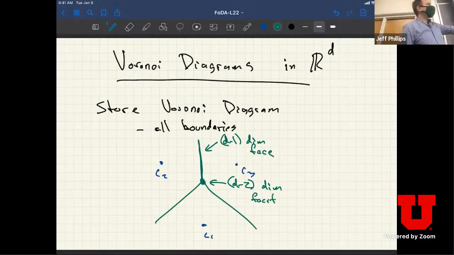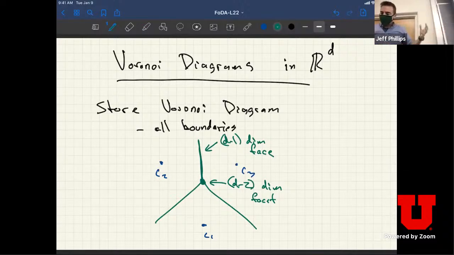And so in 3 dimensions, this object where three of these boundary faces meet is actually going to be a line segment, and then it has endpoints. Okay, in 4D, you have things of dimension 3, things of dimension 2, things of dimension 1, and points, which are of dimension 0. And I have to store all of these in order to store this diagram.